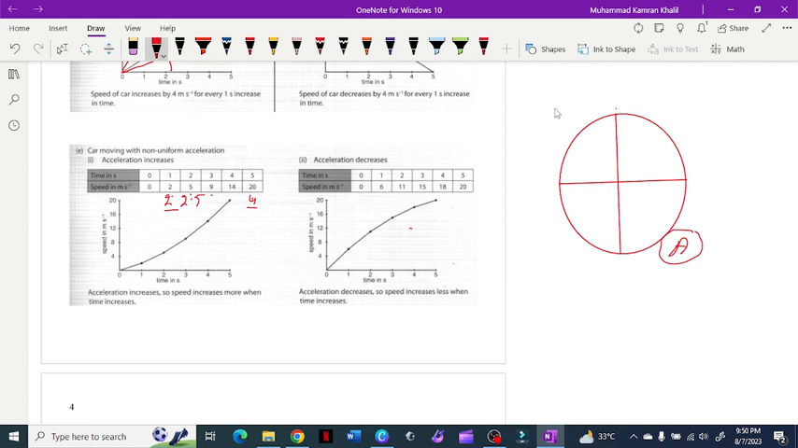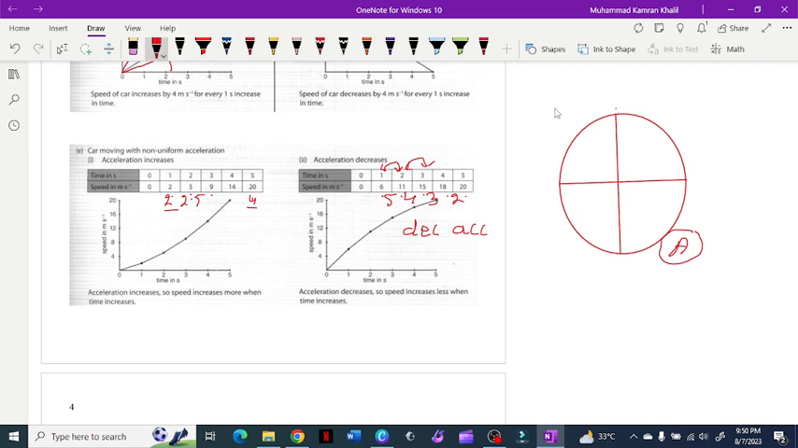Now decreasing acceleration, because of the change in velocity. For example, in this example you can see that from 1 second up till 2 seconds, there is a change of 5. Then 2 up till 3. Velocity is still increasing, but the rate of increase of velocity is decreasing. Then 3, then 2. So we will not say that this is a deceleration.